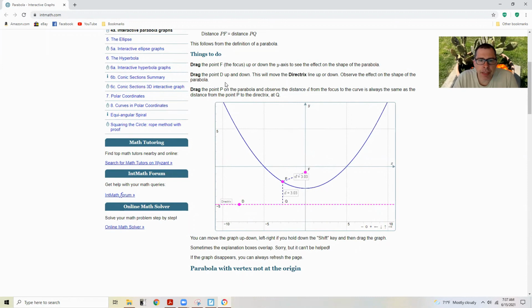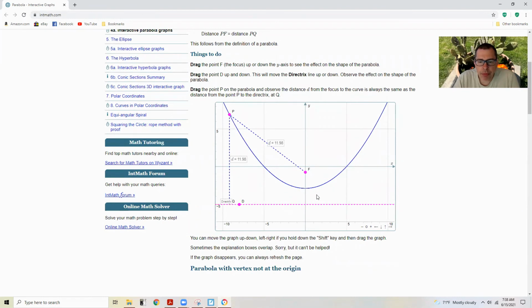The last thing it asks us to do is drag the point P on the parabola and observe the distance from the focus to the curve is always the same as the distance from the point P to the directrix at Q. So 3.03, 3.03. Move it down, move it down, and then we're at 2.15. No matter where I move it and stop, 9.24, 9.24. This distance equals this distance at all times, regardless of where we move it.